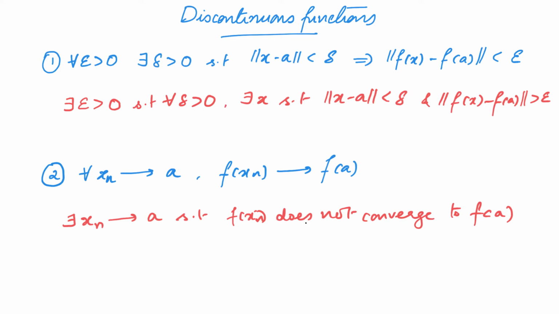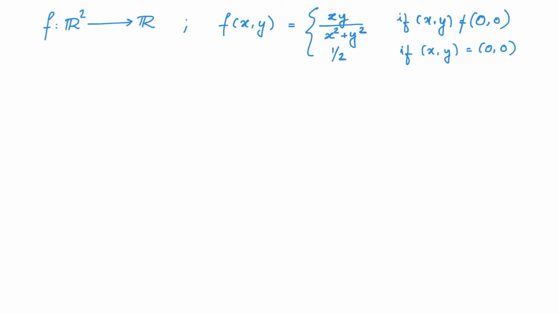Let us work with an example and make sure that we have understood this idea. Consider the function f from R2 to R2 defined as f of xy is equal to xy by x square plus y square when x and y are not both equal to 0 and half otherwise. Notice that we have to define it in two cases because this expression does not make sense when x and y are both 0. It has the 0 by 0 form. Thus, we had to define it in two cases.